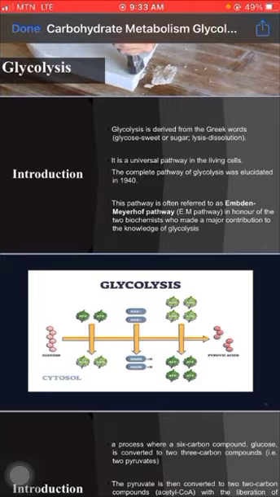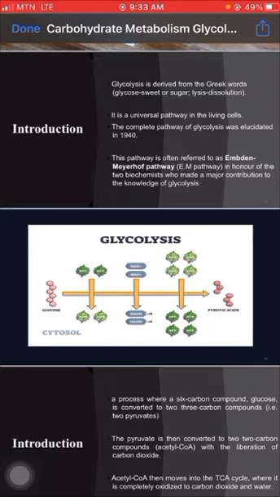Glycolysis is derived from the Greek word. When we break it down, we have glyco, which is sugar or glucose, and lysis means breakdown. So in other words, we are breaking down what? Glucose. And this is a universal pathway in living cells. Every cell in our body has this glycolysis pathway going on in it.